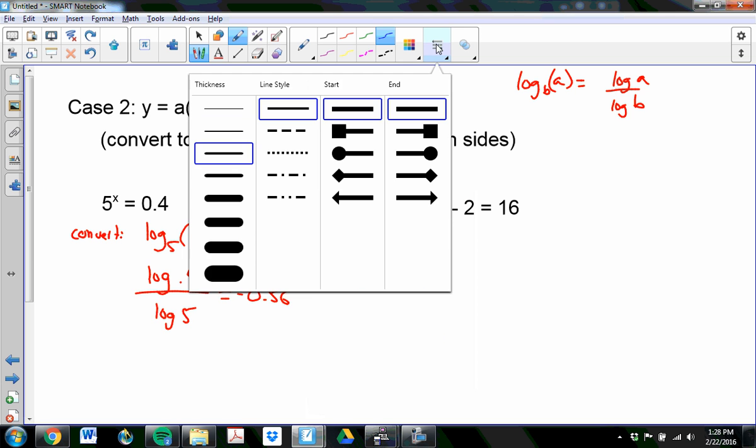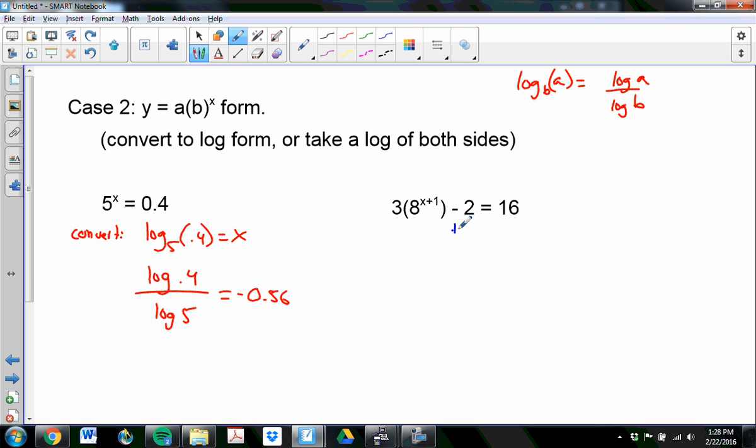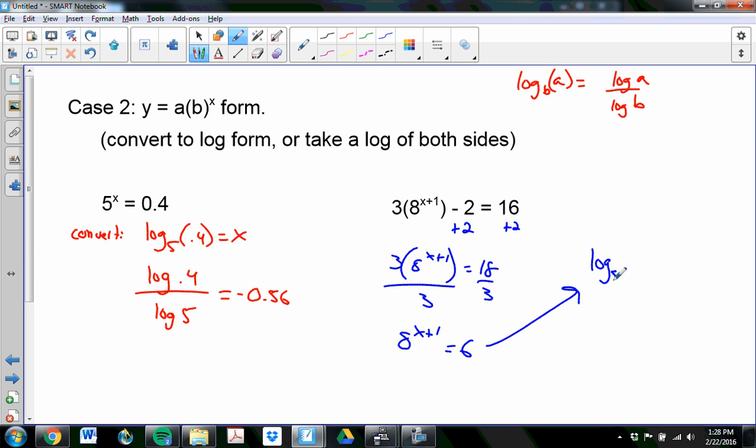Here, I want to get the exponent all by itself. So I'll add a 2 to both sides, and I get 3 times 8 to the x plus 1 equals 18. Divide everything by 3, and 8 to the x plus 1 equals 6. Now, I could again take a log of both, or take it into log form. If I wanted to go into log form, that would look like this: log base 8 of 6 equals x plus 1. I would then calculate that, log 6 divided by log 8. And whatever that number is, subtract a 1 from it.